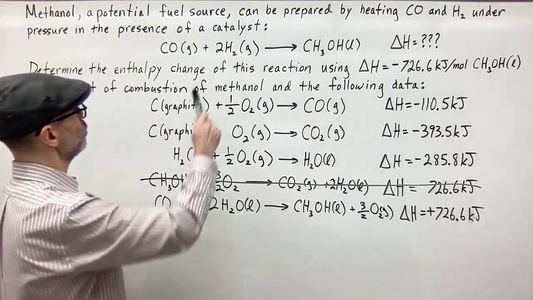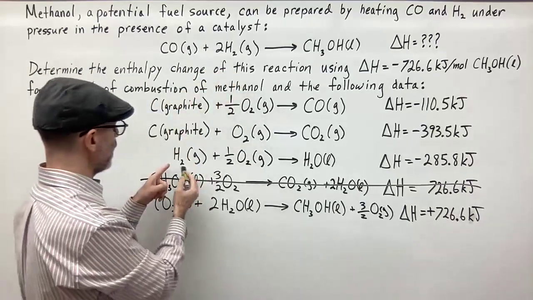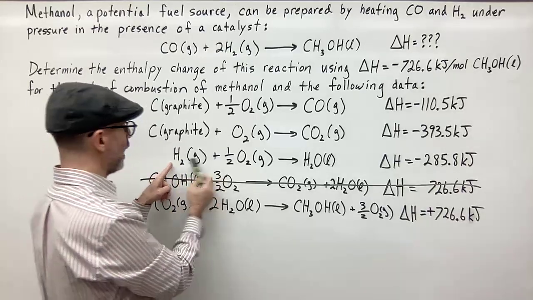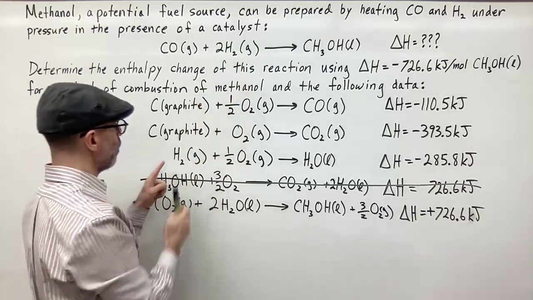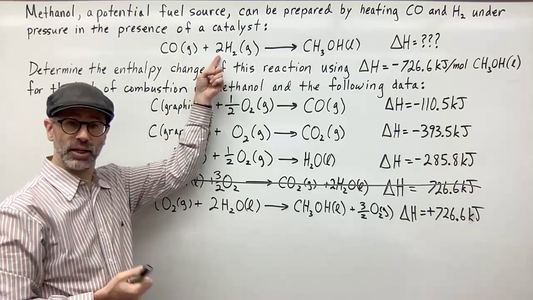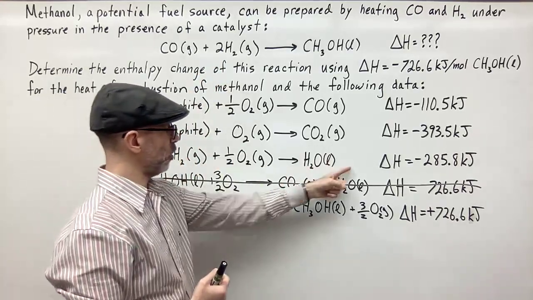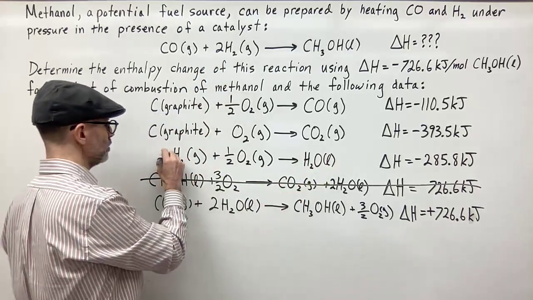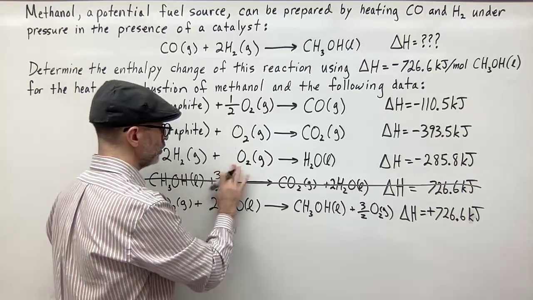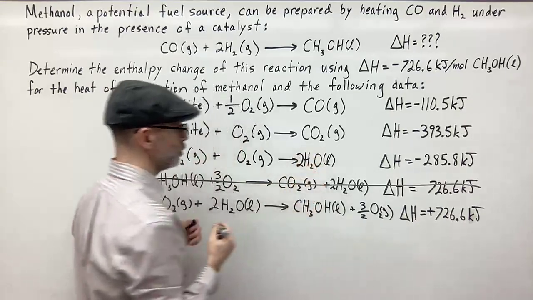So what about hydrogen and carbon monoxide? Let's look at hydrogen. So here I have hydrogen as a reactant, which is what I want, but notice I only have 1 hydrogen, but in my target equation I have 2. So I'm going to multiply this by 2. I have to multiply the whole equation by 2. So 1/2 times 2 is 1, and then 1 times 2 is 2.